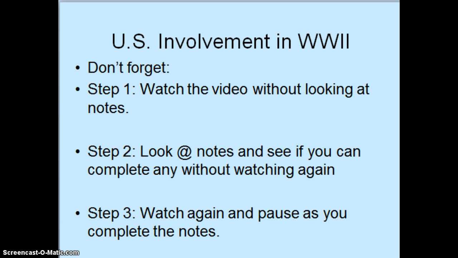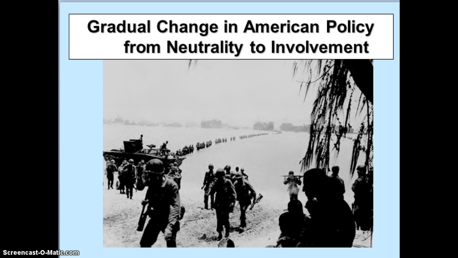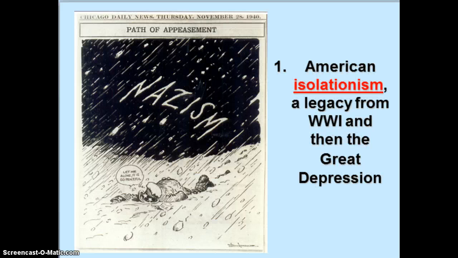And here we go. There was a gradual change in American policy from neutrality to involvement. If you remember, neutrality means that America is staying neutral. They're not choosing a side. But eventually they do become directly involved in the war and help the Allies in the war effort.